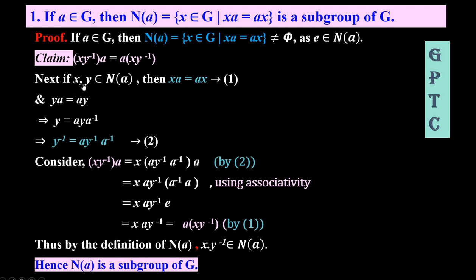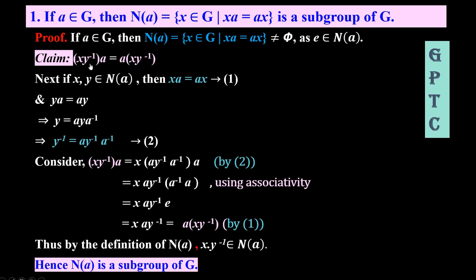Now consider X and Y in N of A. Because X is in N of A, you have XA equal to AX, and YA equal to AY. From here, retain Y, post-multiply both sides by A inverse, and find Y inverse, and you have to have it in the reverse order. A dot B, the whole inverse, is B inverse A inverse. So you have A inverse, the whole inverse, that is A, then Y inverse, and then A inverse. Name this as equation 2, and the earlier one as equation 1.